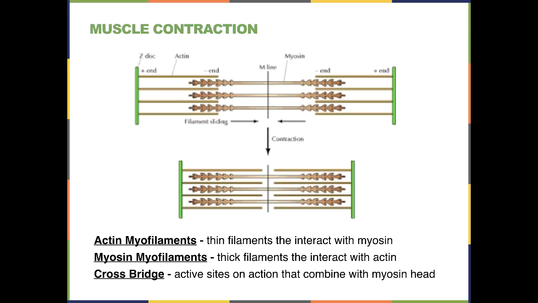Now, when these interactions occur, there's a formation of a cross bridge, which happens when the head of the myosin molecule attaches itself to the actin molecule. And this is why the myosin molecules in this diagram look like little arrowheads, one right after another. Each of those is supposed to represent a myosin head, protein head, which interacts with the actin in order to initiate contraction.